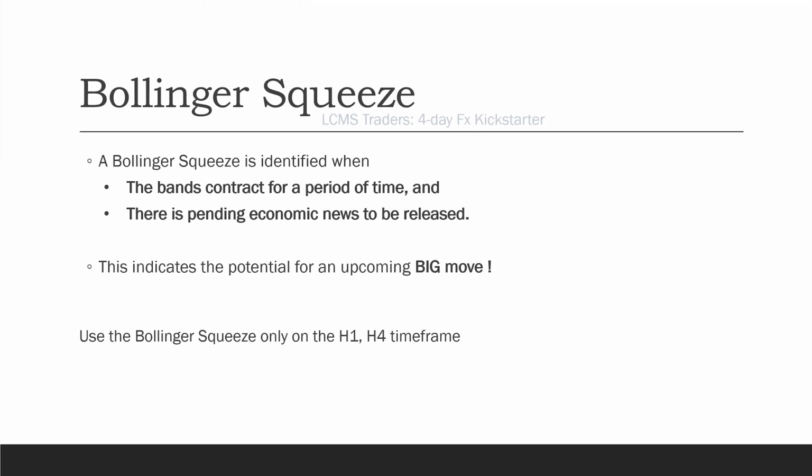Remember, this is important. Take note of this. The Bollinger Squeeze should only be used in the H1 and H4 time frame. You can use it in a higher time frame, but it is very unlikely to occur. Even if it does occur, it's going to take a very long time, because you're going to need to squeeze for a long period on the daily time frame. That's going to take several days or even weeks. So it's not worth it, and it's very unlikely to see a Bollinger Squeeze over weeks.